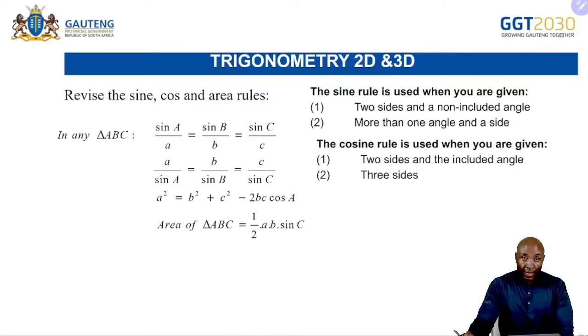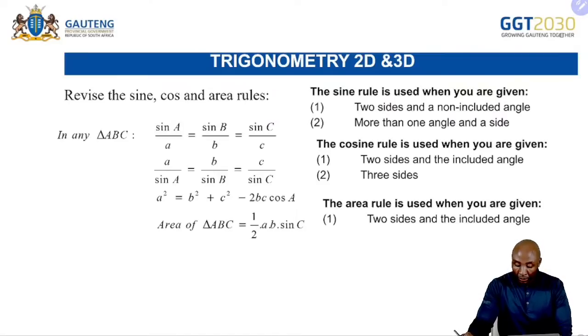For you to use a sine rule, you must have 2 sides and a non-included angle, or you must have more than 1 angle or more than 1 side. Are you able to see that? And then the cosine rule is used when you are given 2 sides and an included angle, or when you are given 3 sides. You can use your cosine rule.